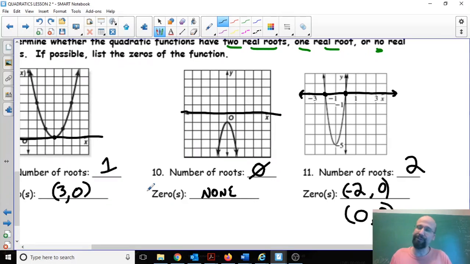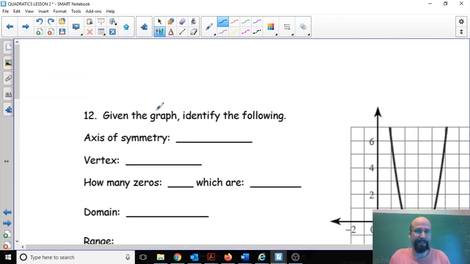So that's number of solutions. It's pretty simple when you can look at the graph and just see when it crosses the x-axis. All right, let's see what else we have.